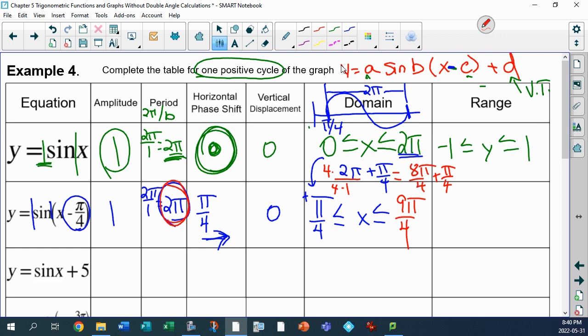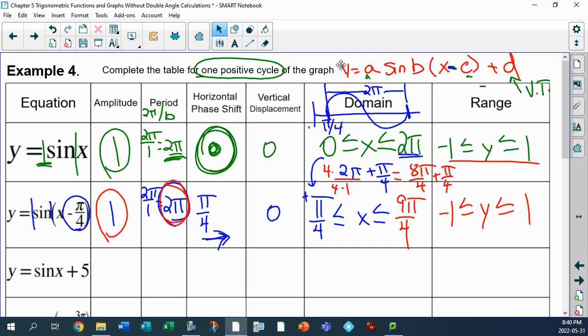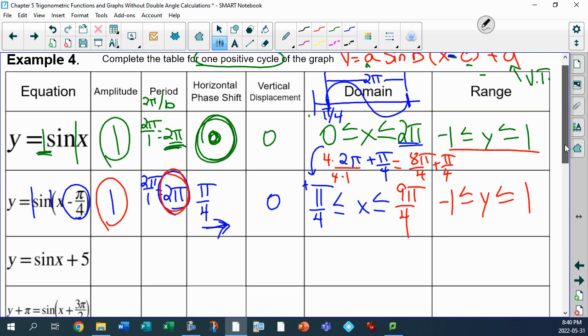And our range, since our amplitude is 1 and I have not shifted this up or down, is exactly what I have here, -1 to 1. Cool. Now, let's play some more. Next one I want to play with. Check it out. Look at this next question.